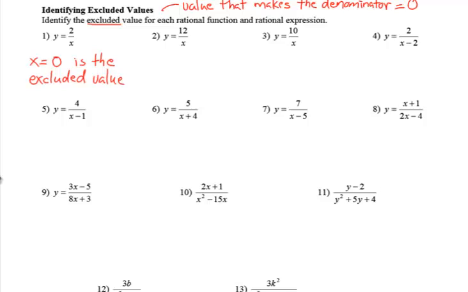In number 2, what's the denominator? Well, set it equal to 0 and solve. x equals 0 would be the excluded value. Obviously, 3 would be the same, so let's jump to number 4. Now, if you plug 0 in for x, it wouldn't come out to be 0. So what we do is we set the denominator equal to 0 and solve. So in this case, we're going to add 2, and x equals 2 is the excluded value.